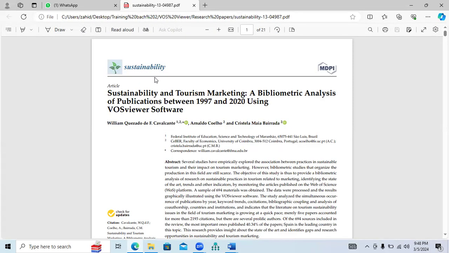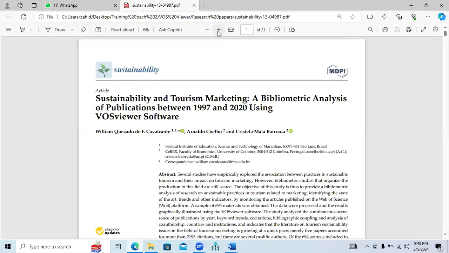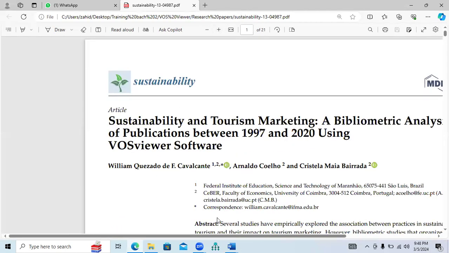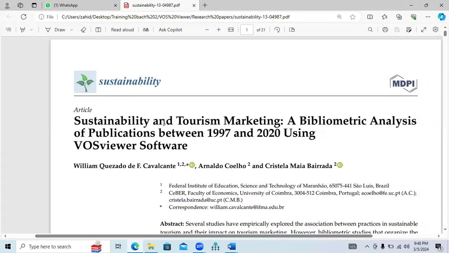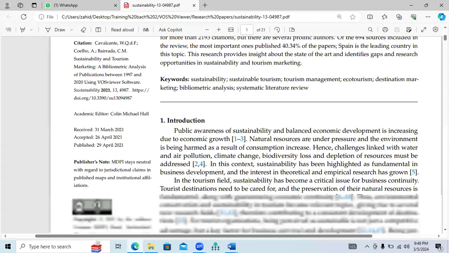This paper is published in the Sustainability journal, a popular one. Here, the author would like to know about sustainability and tourism marketing as a potential research area. So he conducted a bibliometric analysis of publications between 1997 and 2020 using VOS software. So let me show you what is meant by trends. I would like to show you here.